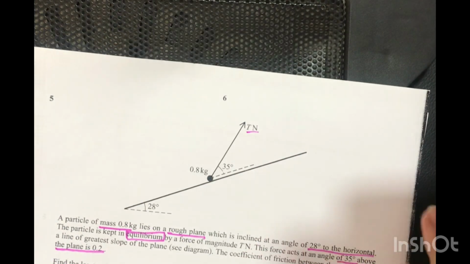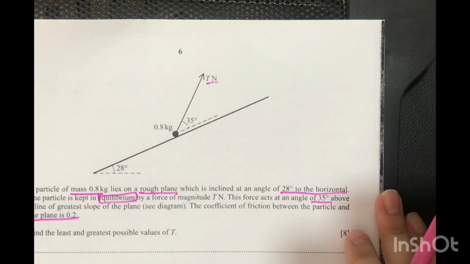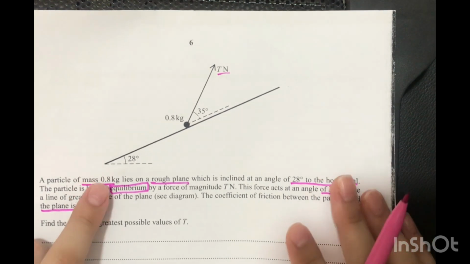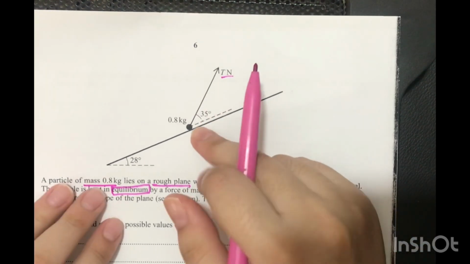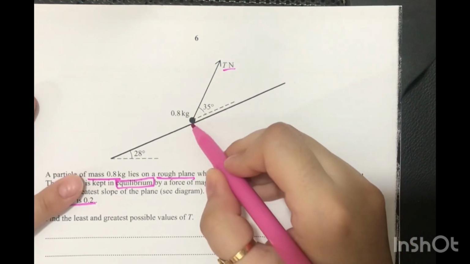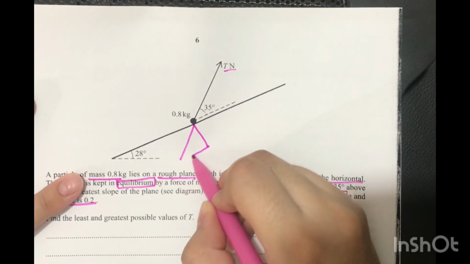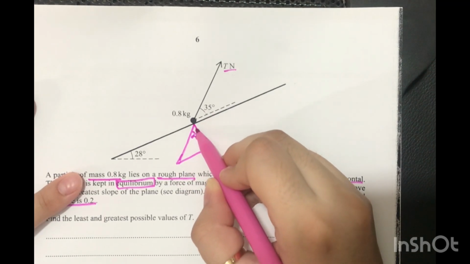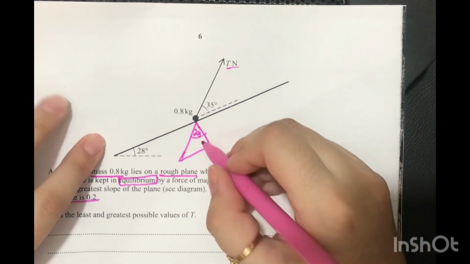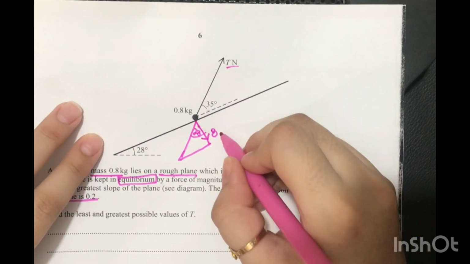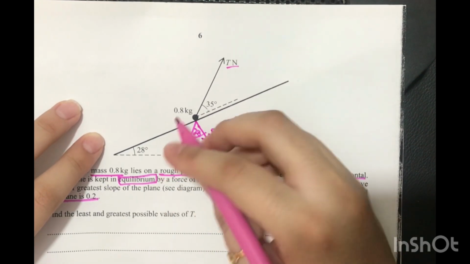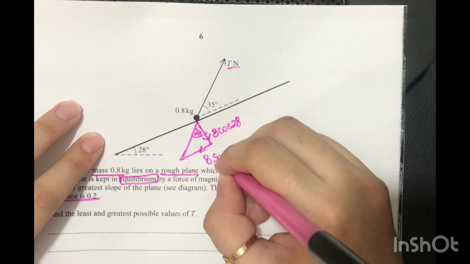This is T. So first let's write down the information that they've given us. First they've told us that the mass is 0.8 kg. That means that the weight is 8 N. Since the particle is on an inclined plane, we will need to resolve the weight. When we resolve the weight, this angle will also become 28 degrees because these are parallel lines. So there will be a downward component of 8 cos 28 and a downward component along the slope of 8 sin 28.